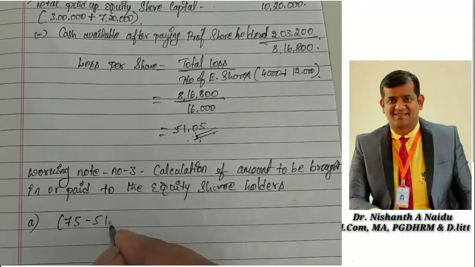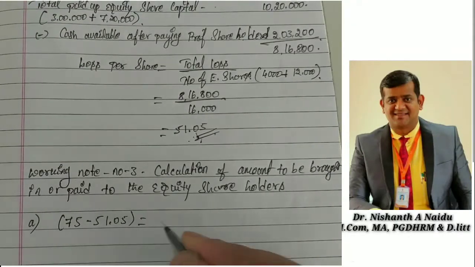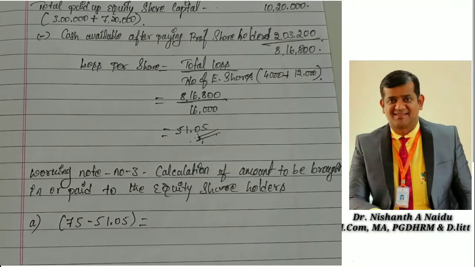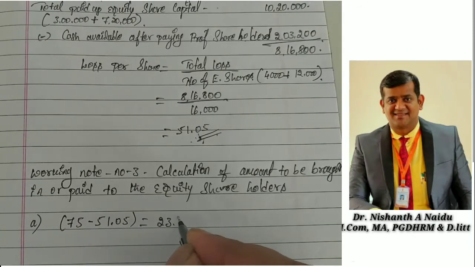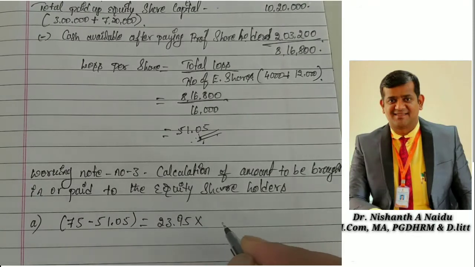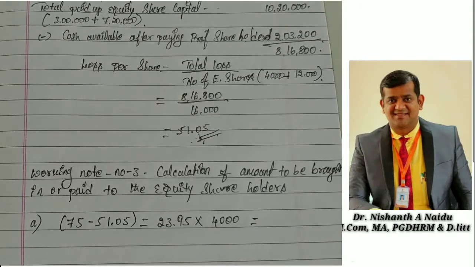51.05. So how much will it come to? 75 minus 51.05 comes to 23.95. 23.95 into how many shares? 4,000 shares. That comes to 95,800 rupees.